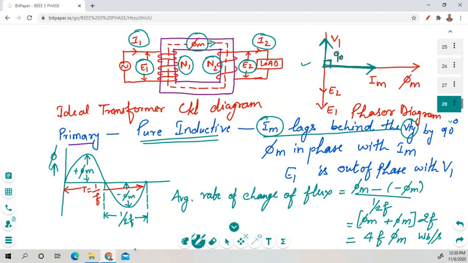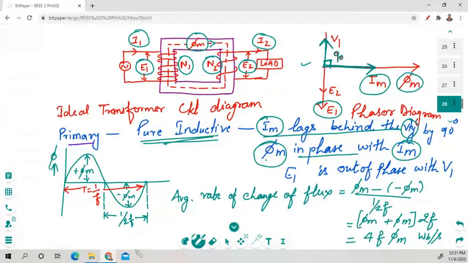So from the definition of RL circuits or a purely inductive circuit, you can draw the phasor diagram like this. Whereas the flux phi m is in phase with the current Im, as we have seen for the resistive components. Now E1 is out of phase with V1. With respect to V1, an EMF E1 is generated which is out of phase with the voltage V1, so it is represented downward. Why? Because it is out of phase with V1. Understood how we have drawn this phasor diagram? Write in chat box.